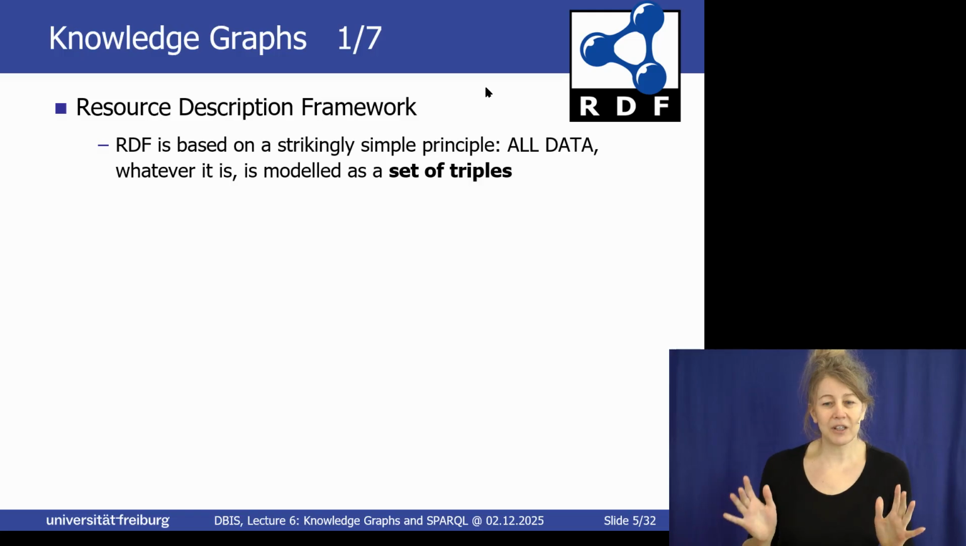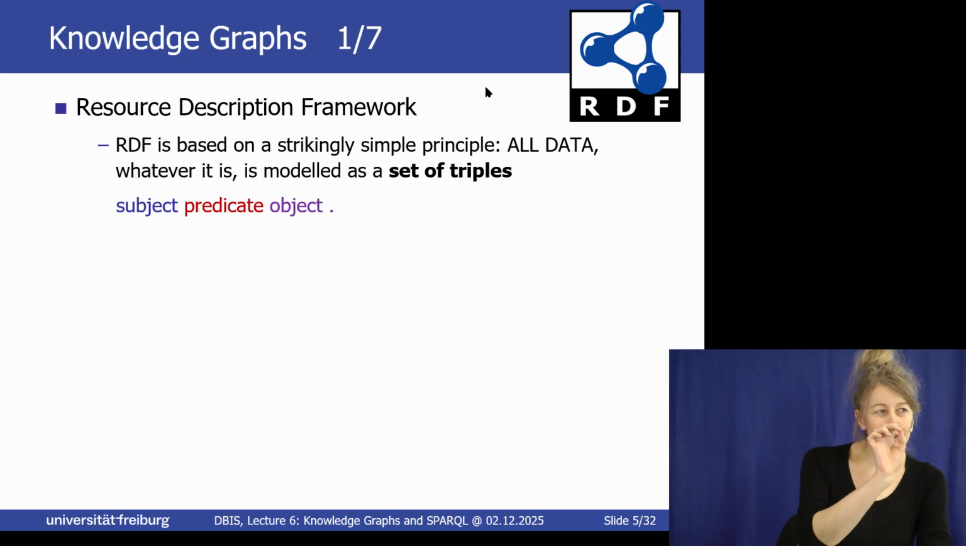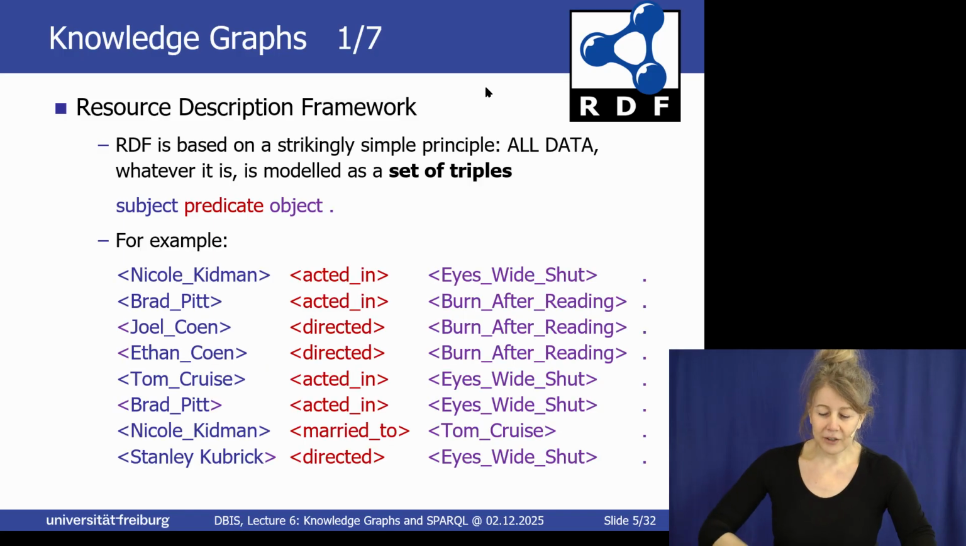Everything, whatever it is, is just a set of triples. And a triple you can imagine like a very simple sentence, a minimal sentence: subject, predicate, object. And here are some examples to stay with our movie scheme. These angle brackets here are a sort of brackets I will explain later.